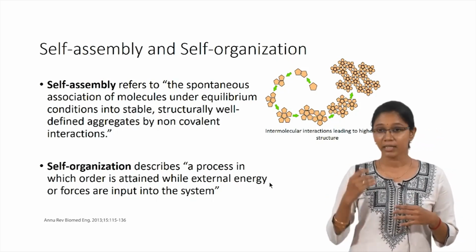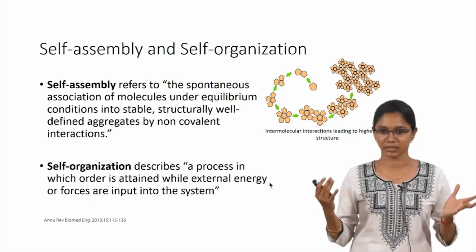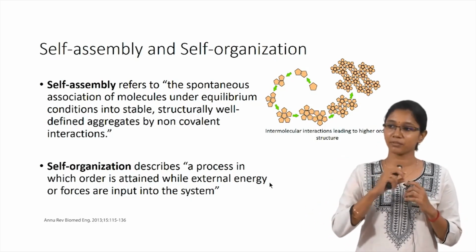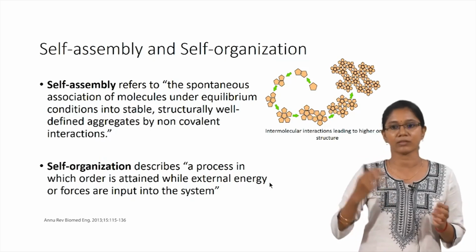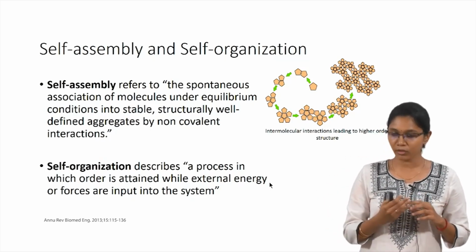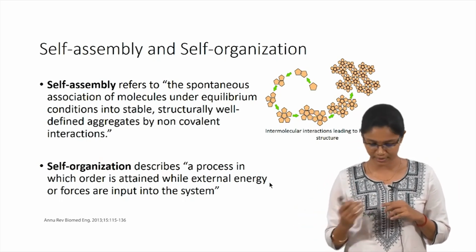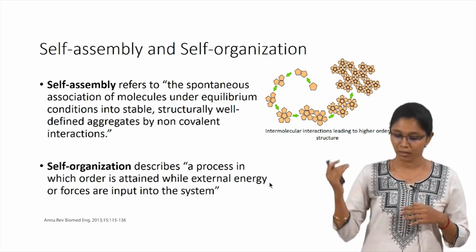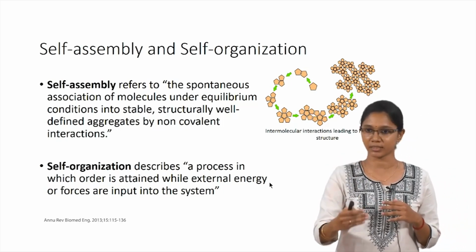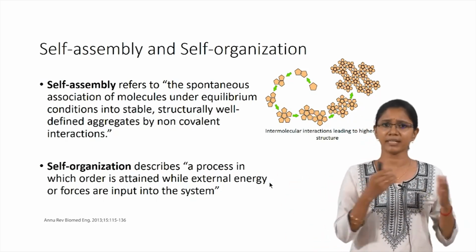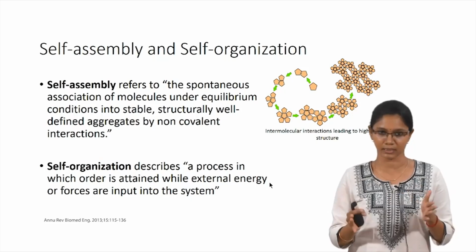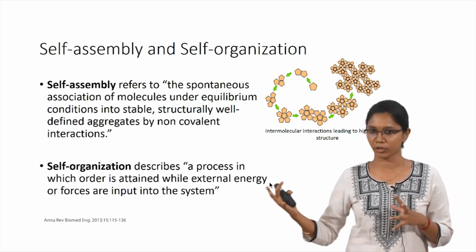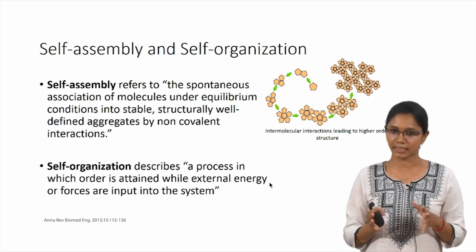But why there is a definition of self-organization is that these two terms are used interchangeably in biological processes. People come across both self-assembly and self-organization, but there is a very narrow difference between them. Self-organization is a process in which order is attained from a disordered state, similar to what self-assembly does, but here an external energy is input into the system to maintain the equilibrium. Whereas in self-assembly there is no energy given to the system, it is a spontaneous process. Self-organization comes up in other macromolecular systems, whereas today we will be dealing only with self-assembly.